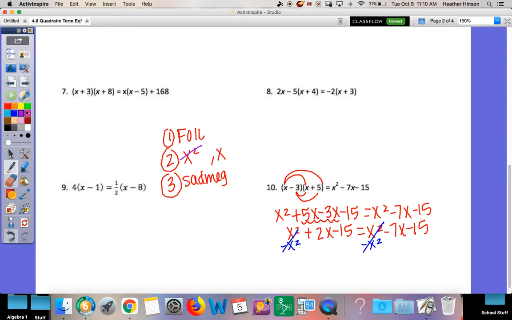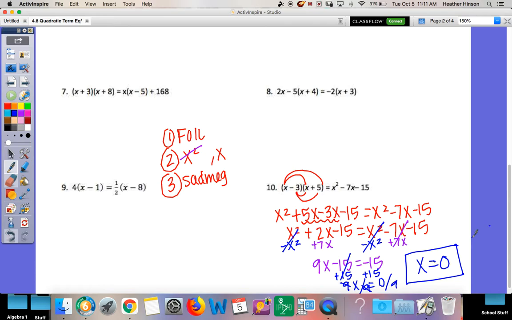Then I can get my x's together. I've got a negative 7, so I'm going to add it over. Do the opposite. 2x plus 7x is 9x. And now that my x is together, it's all about SADMEG. So add my 15. Negative 15 plus 15 is 0. And then divide my 9 out. There we go. So my 9 goes away. And 0 divided by everything is 0. Very nice.